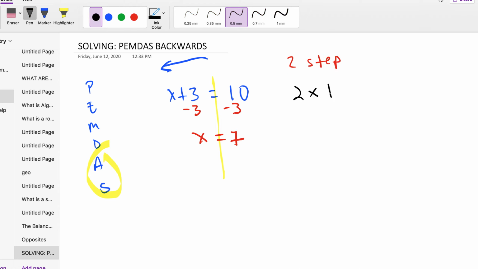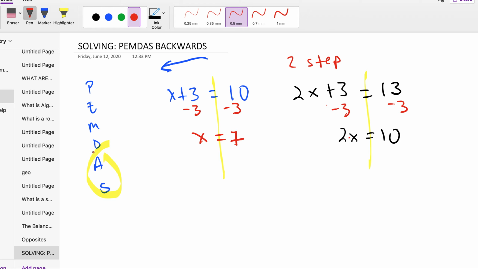You could say 2x plus 3 equals, let's say, 13. So now again, we're going to look to see is there any addition or subtraction we can do, and there is. There's a 3. So we're going to do the opposite of plus 3 to both sides. We're going to subtract 3, subtract 3. So 2x equals 10. And we want to remember 2x means 2 times x. There's a little invisible multiplication here.